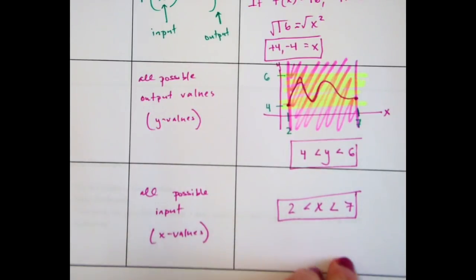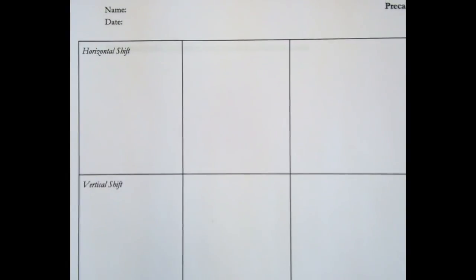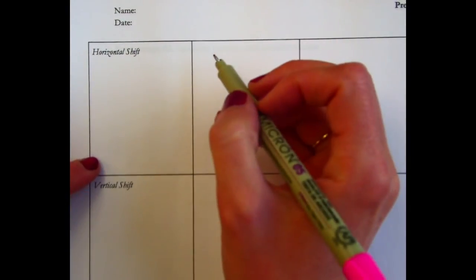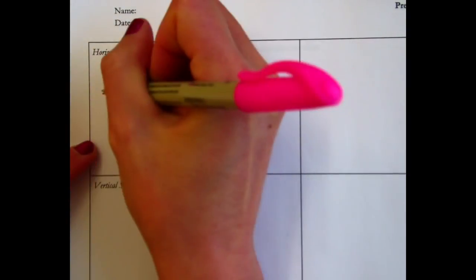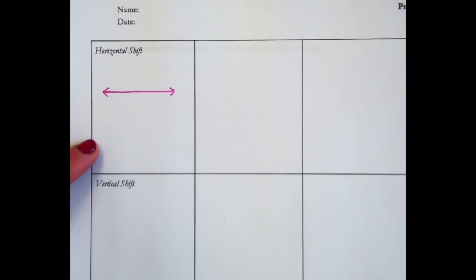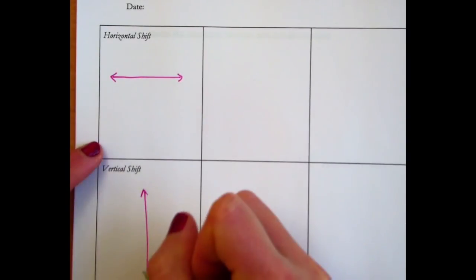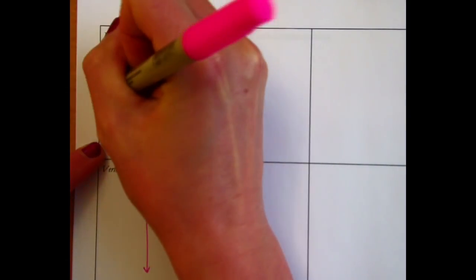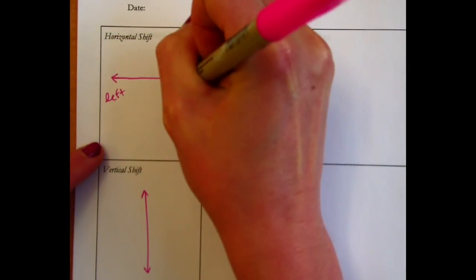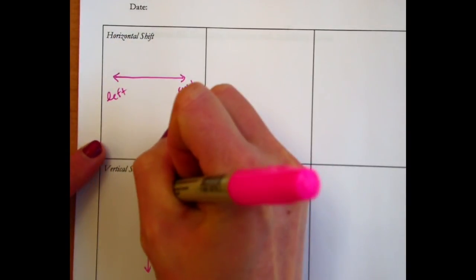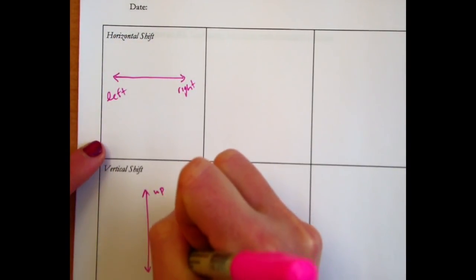All right, moving on, horizontal shift and vertical shift. Horizontal shift, maybe a good just visual reminder, horizontal means side to side like this, vertical means up and down. So horizontal, something moves either left or right, vertical, something either moves up or down.